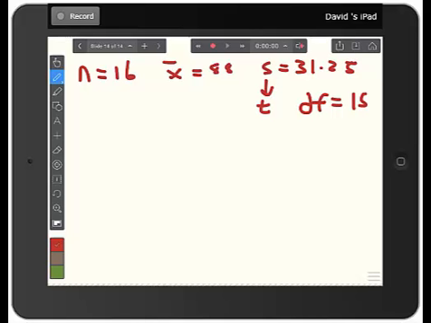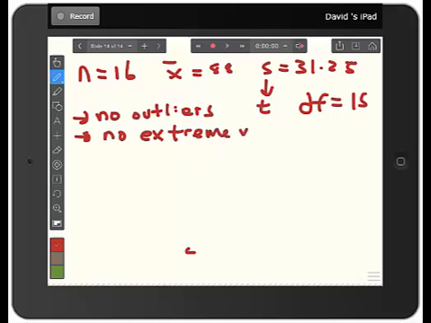So question A, is the sample size large enough? And the answer is, well, it depends. We do need to make assumptions, and our assumptions would be no outliers and no extreme values. Skew is okay since we have larger than 15.